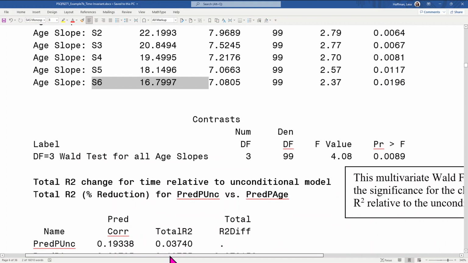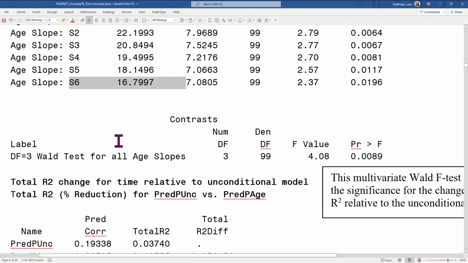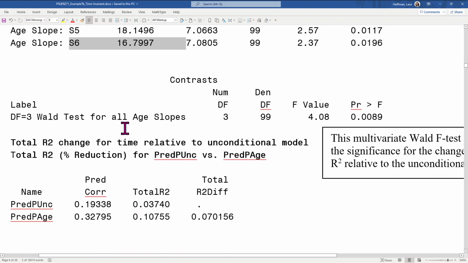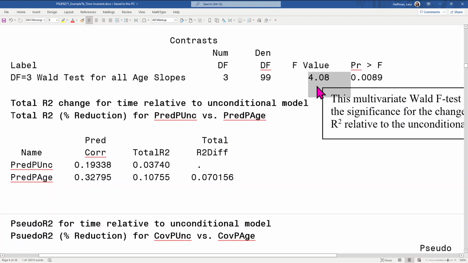In terms of the overall model contribution of age, there were 3 distinct age slopes added to the model. Here's my custom F-test for their significance. It is significant. That then is the significance test that goes with the change in R-square. So from the unconditional model with just the slope 2, 6 and slope 1, 2 in it, the outcome predicted from those 2 slopes was correlated with the real outcome, which gets us to the R-square of about 0.04.